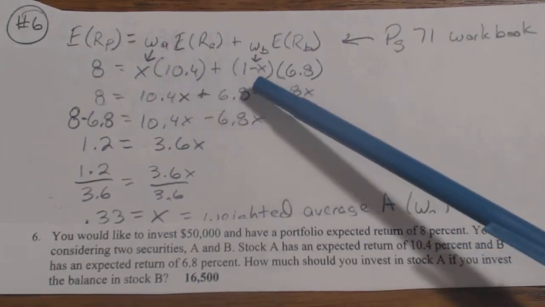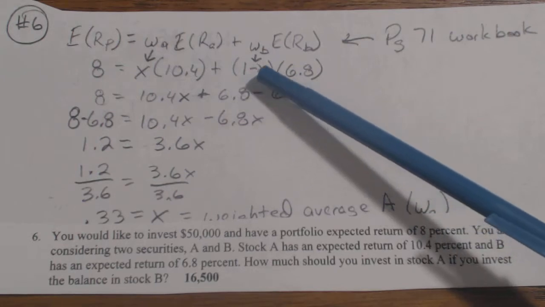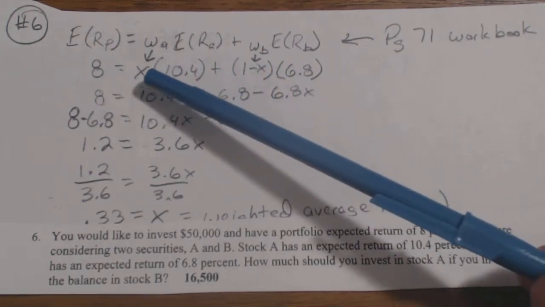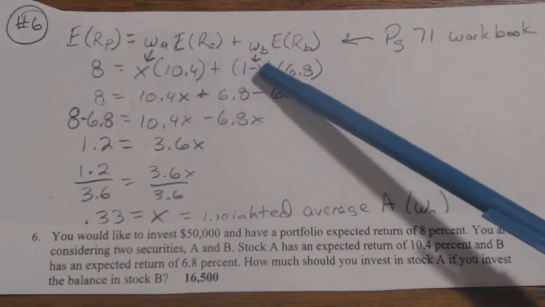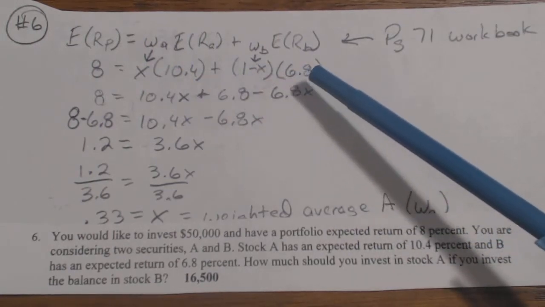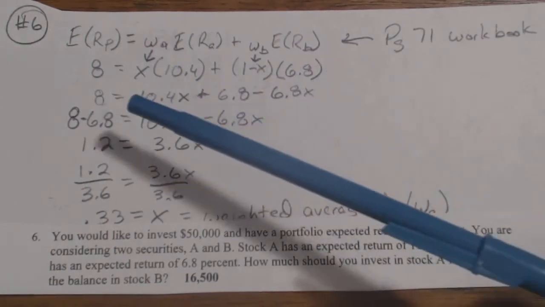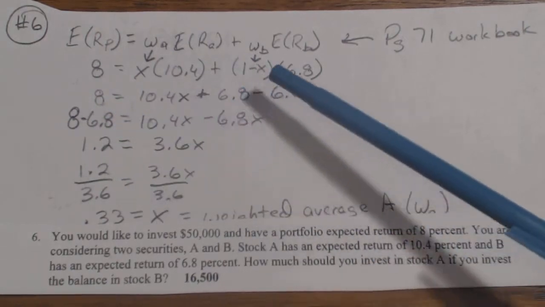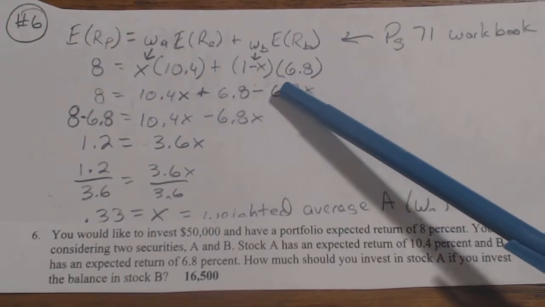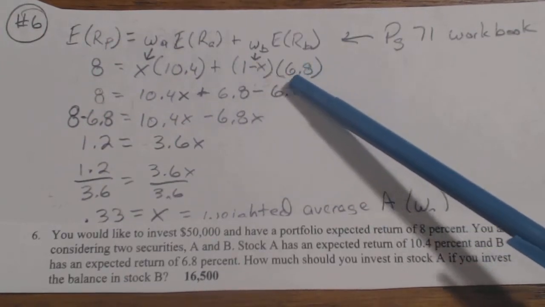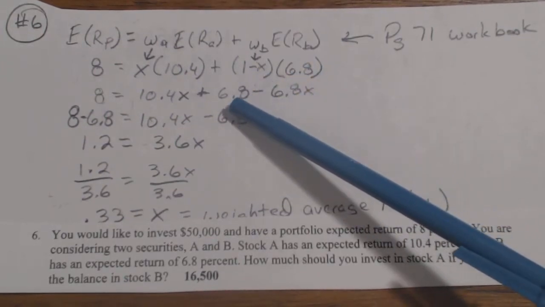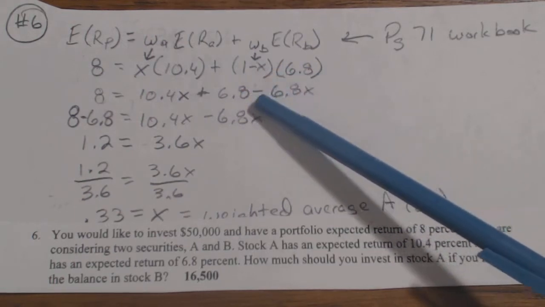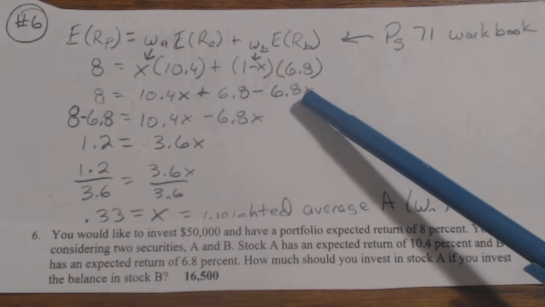This is the weighted average of A. And B is 1 minus X, because these two have to equal 1 together. So if this was 40, this would be 60, 1 minus X. And times the expected return. So it's simple algebra after that. Make sure you keep everything right. And remember, like on these two, you multiply 6.8 times 1 and 6.8 times negative X. So you get 6.8, which is 6.8 times 1, 6.8 times negative X, so negative 6.8X.